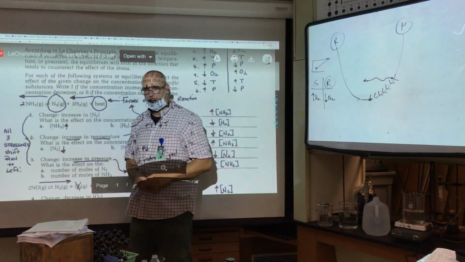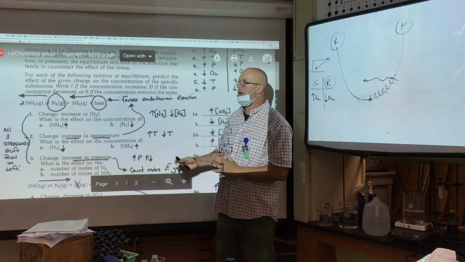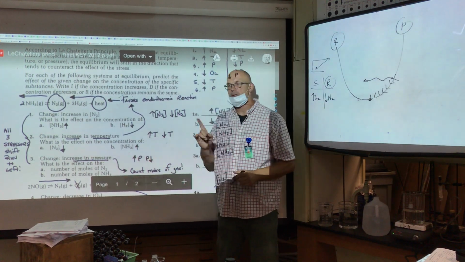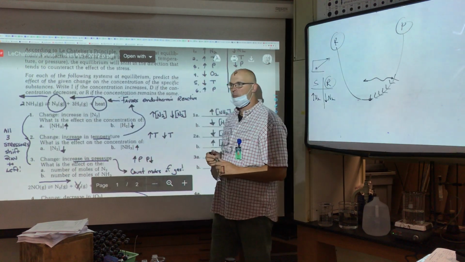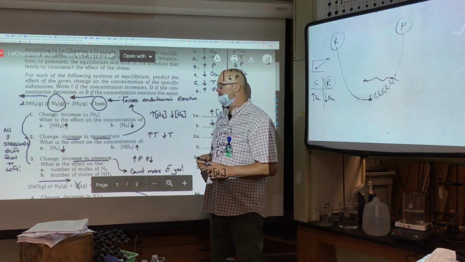I did forget the 2 in the worksheet, so I'm not going to walk you through that, but you should be able to handle that. Now, also in last night's homework, or the weekend's homework, there's another thing called the common ion effect.